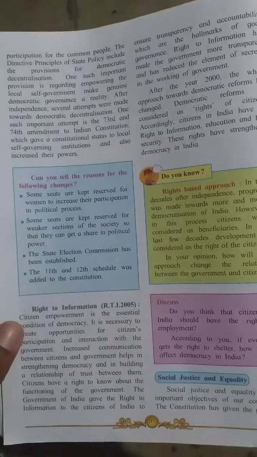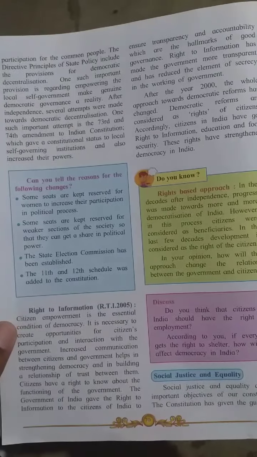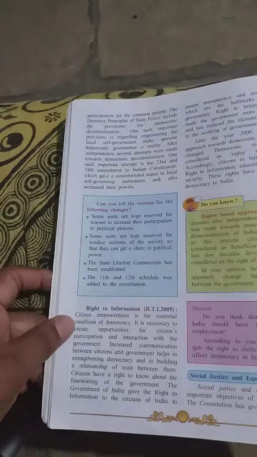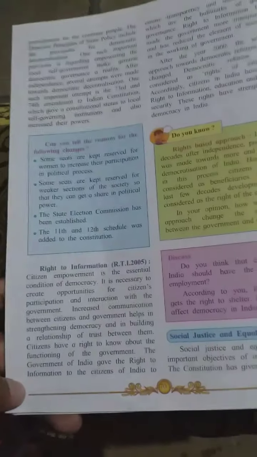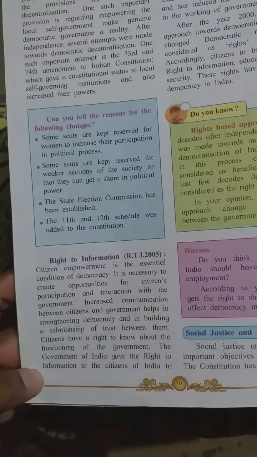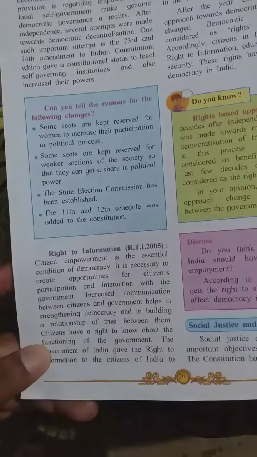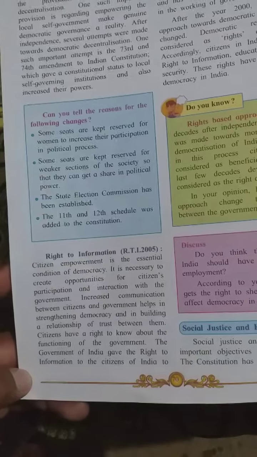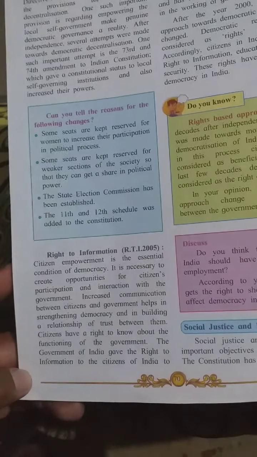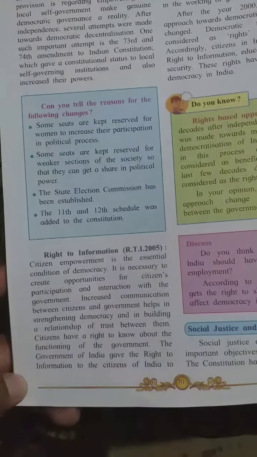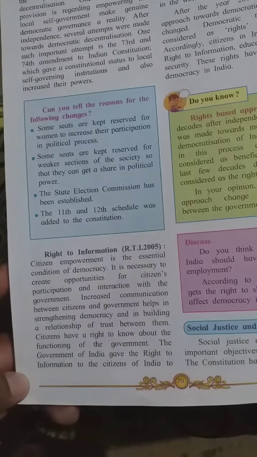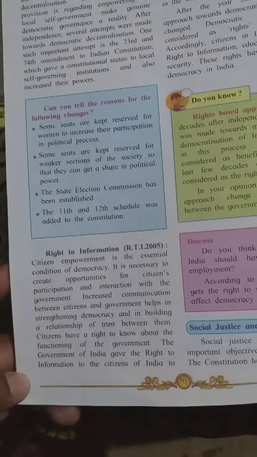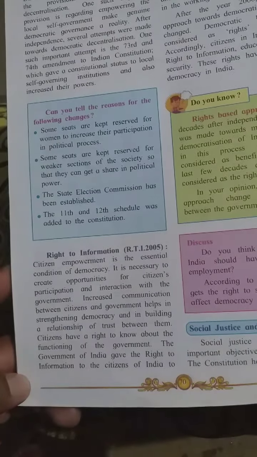Right to information. Next, RTI is very much important. Whatever information we want of any institute or any work going on, we can use this right to information and we can get all the details. Right to Information, RTI 2005. Citizen empowerment is the essential condition of democracy. It is necessary to create opportunities for citizens' participation and interaction with the government. Increased communication between citizens and government helps in strengthening democracy and in building a relationship of trust between them.